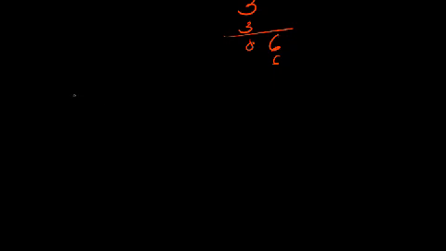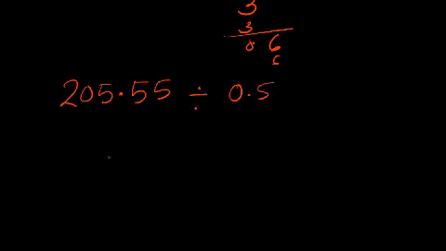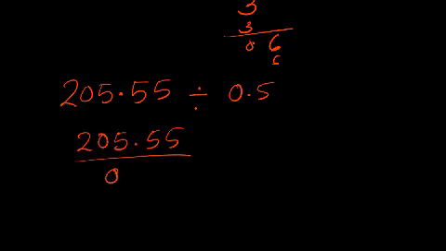One more question. Suppose the question is 205.55 divided by 0.5. So we can write the problem like 205.55 divided by 0.5. Then we have to make this 0.5 a whole number. How can you do that? Times 10. Do the same thing with the numerator.